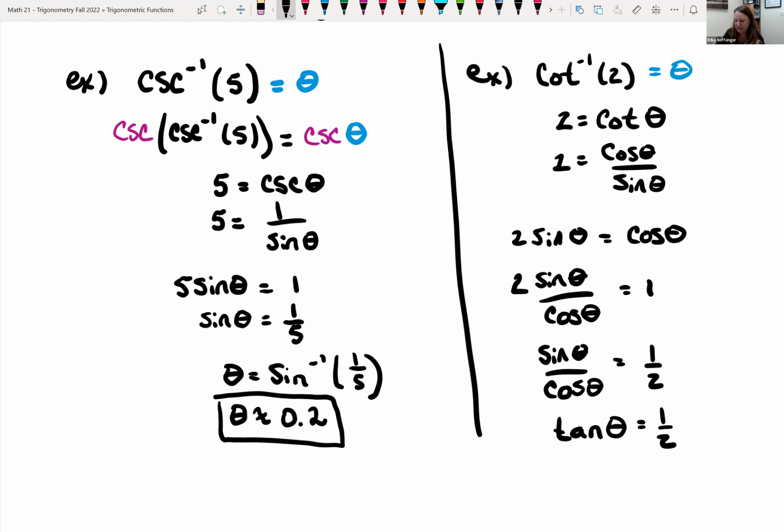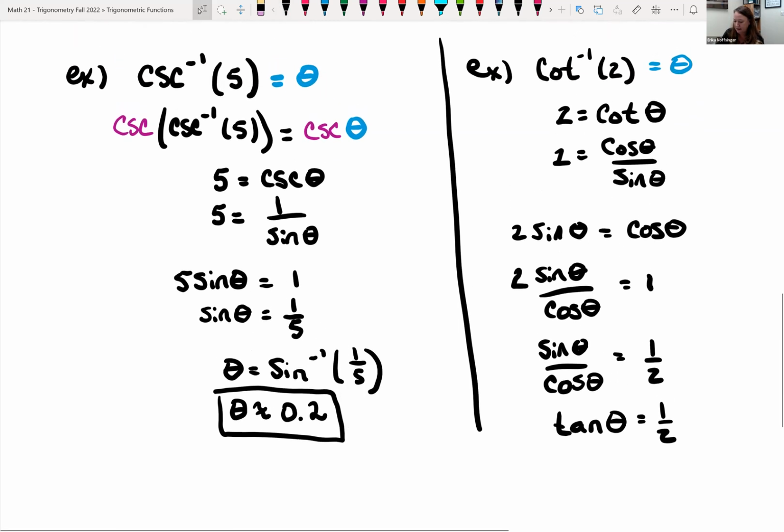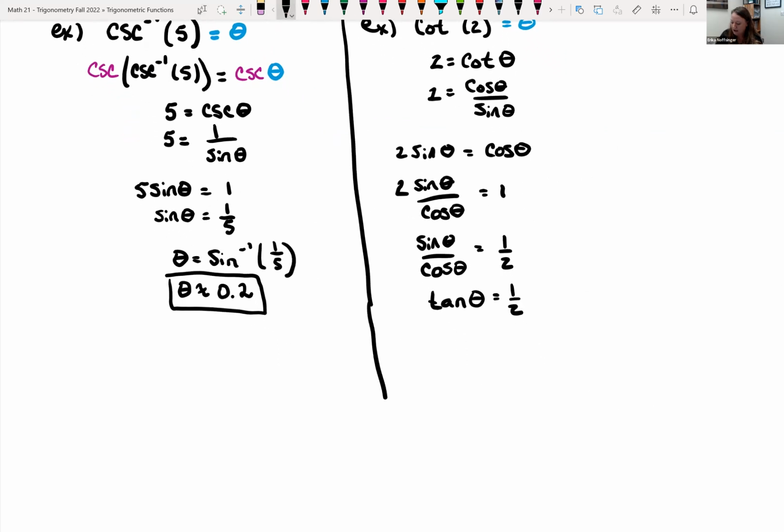So if we take the tangent inverse of both sides, we have tangent inverse of tangent is just theta is equal to tangent inverse of 1/2. So plugging that in the calculator, make sure that your calculator is in terms of radians and not degrees when you're doing this. This was cotangent inverse of 2, which is approximately 0.46.